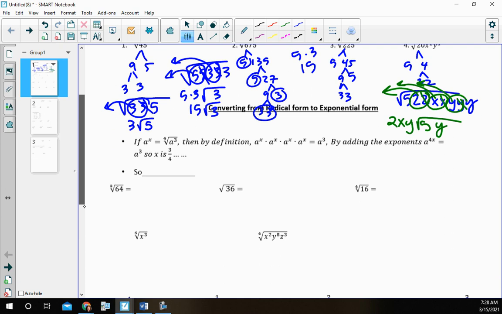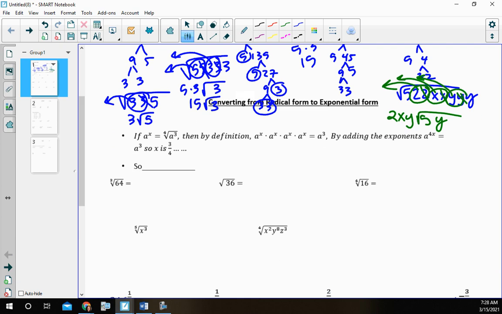Okay, so that's how we are simplifying our square roots. What we're going to learn is how to convert from radical to exponential and back. So if a to the x is equal to the 4th root of a cubed, then by definition, a to the x times a to the x times a to the x times a to the x is a cubed. Okay, by adding the exponents, a to the 4x is equal to a cubed, so x is equal to 3/4.